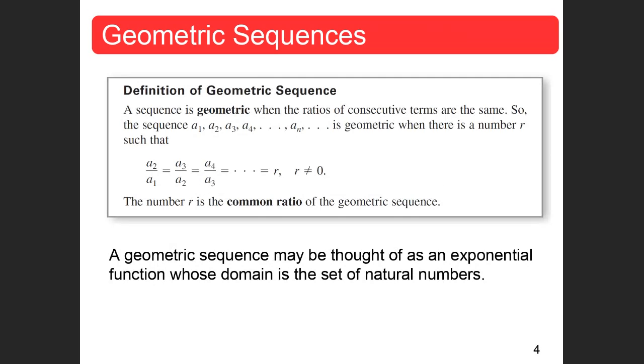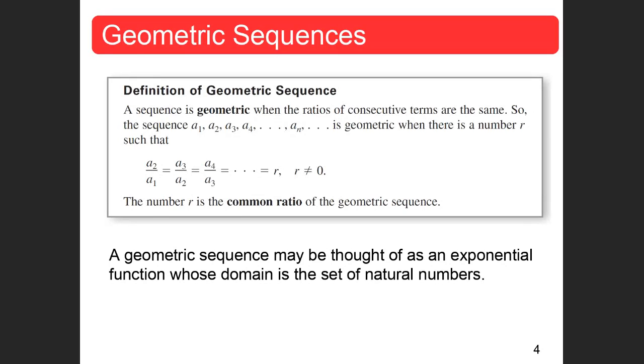Definition of a geometric sequence. A sequence is geometric when the ratios of consecutive terms are the same. So the sequence a sub 1, a sub 2, a sub 3, a sub 4, dot, dot, dot, is geometric when there is a number r such that when we multiply by that, we get the next term.